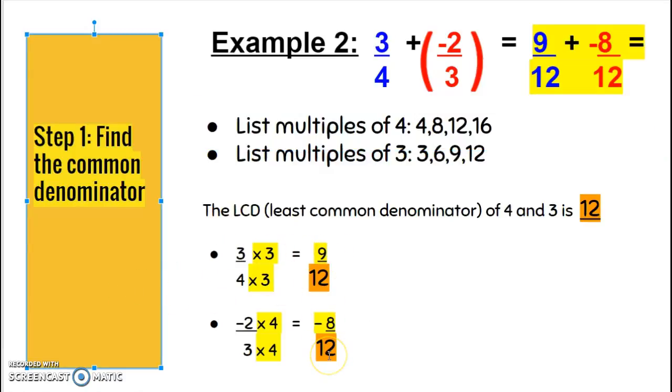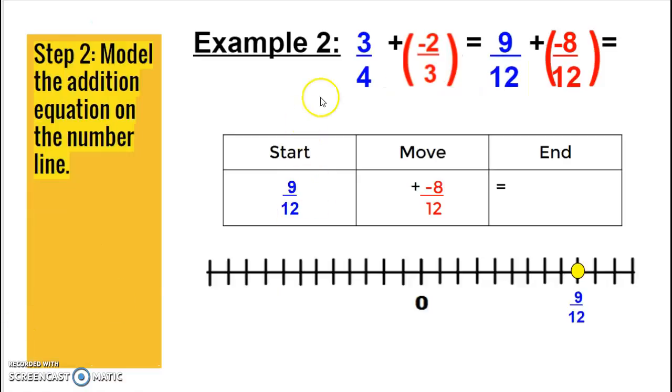So here are my equivalent fractions, and I want you to rewrite this now. Instead of 3/4, I want you to write it over here as 9/12 plus, and instead of negative 2/3, please rewrite it as the equivalent fraction negative 8/12. Now if I look at this, they have the same denominator, so I'm ready to model them on the number line. The first number, 9/12, is where I start, and then I'm going to add a negative 8/12.